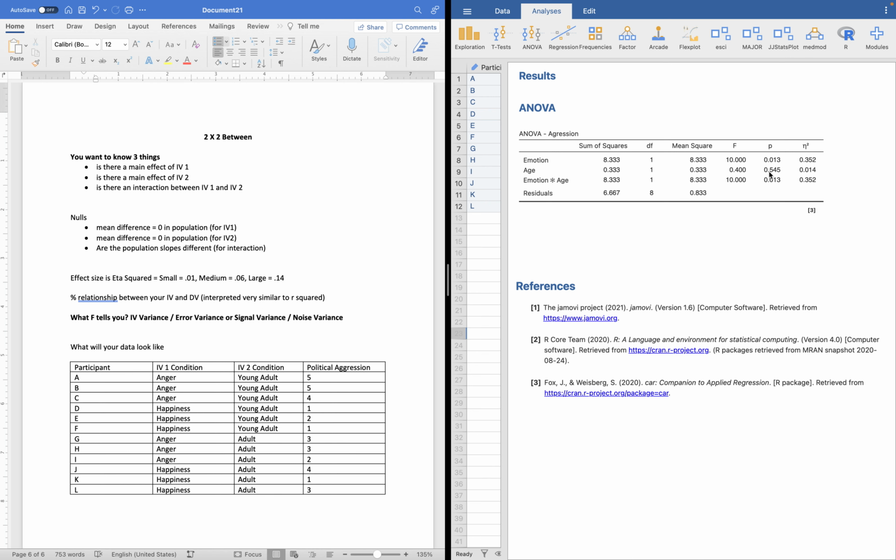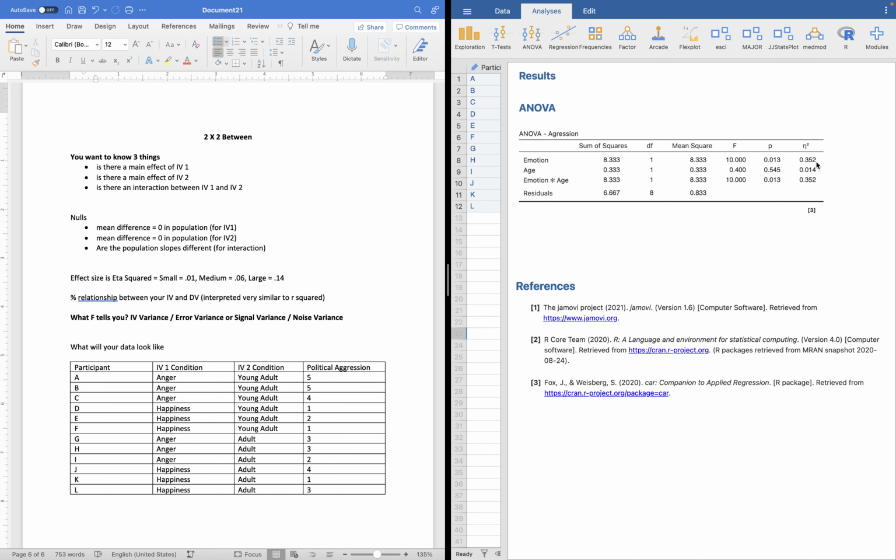What am I looking for? Well, first I'm testing the main effect of emotion, the main effect of age, and the interaction of emotion by age. These are my 3 effects. I like to do them one at a time. Let's do the main effect of emotion by itself. We have a significant main effect of emotion. I don't know anything about the direction of that effect because I haven't asked for that yet. Okay? It is significant and the eta squared is rather large.